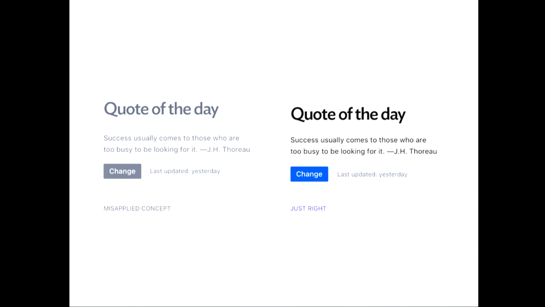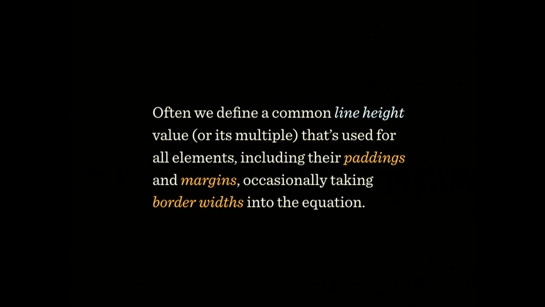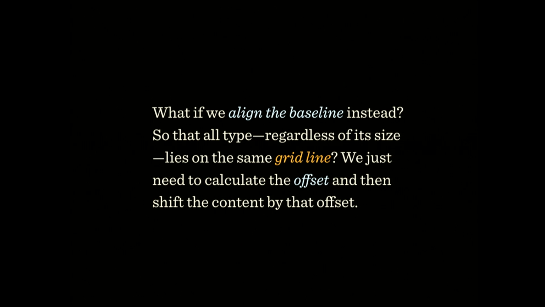It's unlucky that you can't see it, to be honest, but that's OK. I will explain it anyway. So we tend to, most of the time, use just a multiple of line height everywhere. We use it for paddings and margins and sometimes even border width. But we can align to the baseline instead. For this to work, we just need to calculate the offset and then shift the content by that offset.